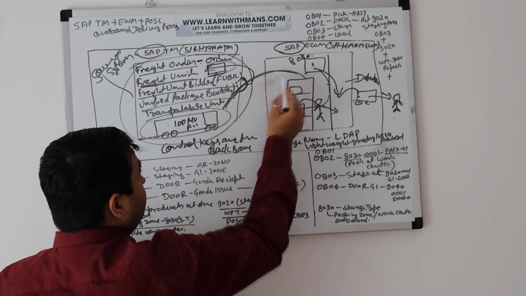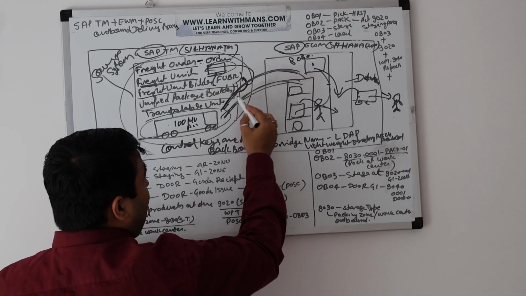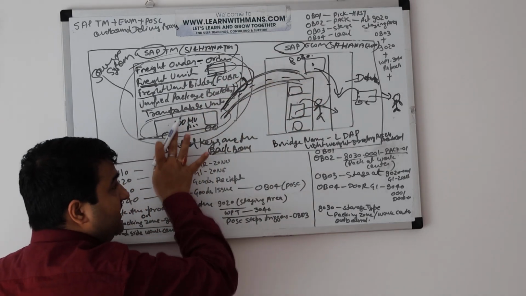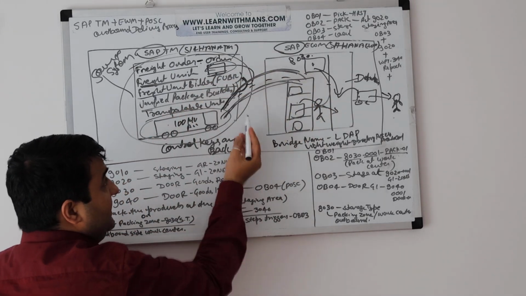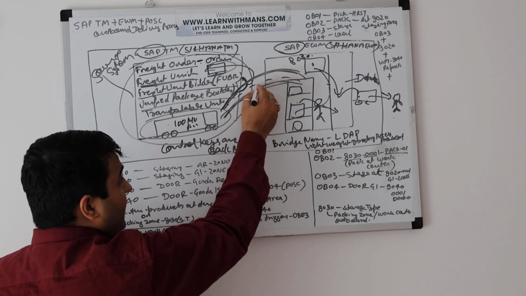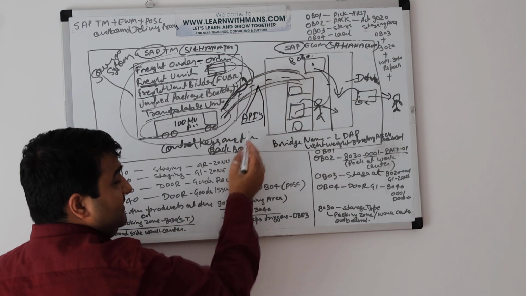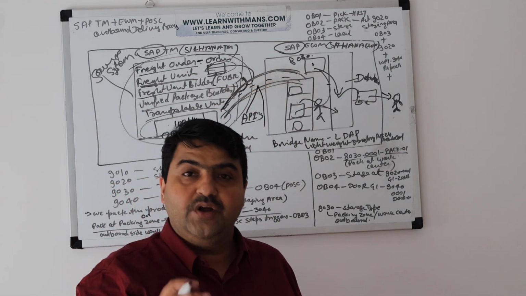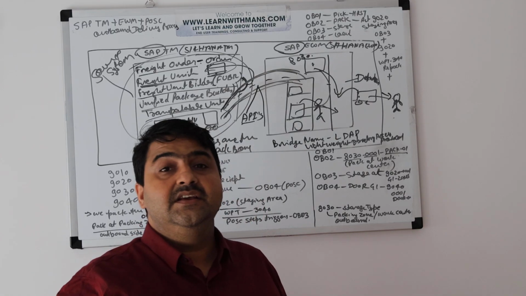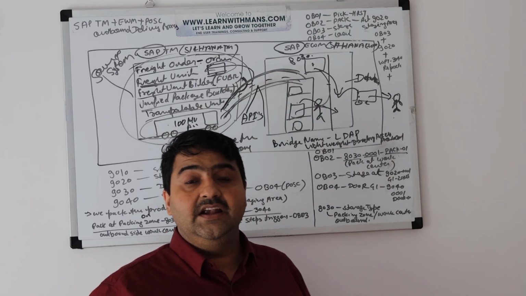What is this? This is a track where instructions will be sent, traveling from here to this system. This track we call APIs, application programming interfaces. Those are the interfaces: RFCs, IDOCs, electronic data interchange. We have more enhanced interfaces.